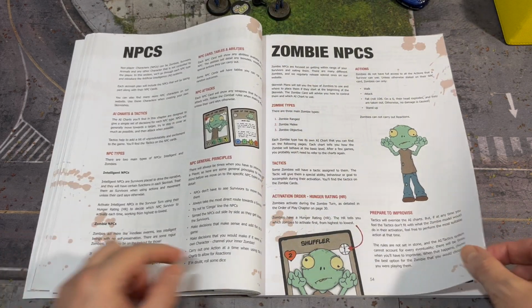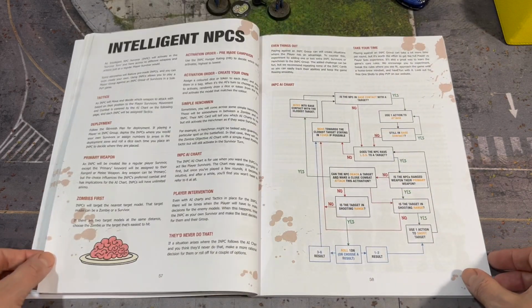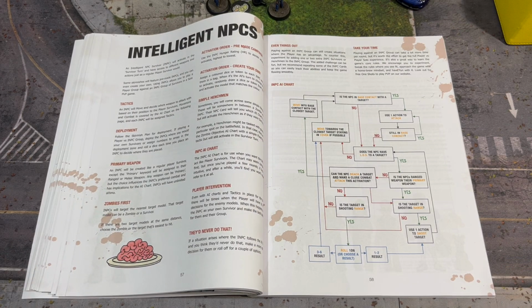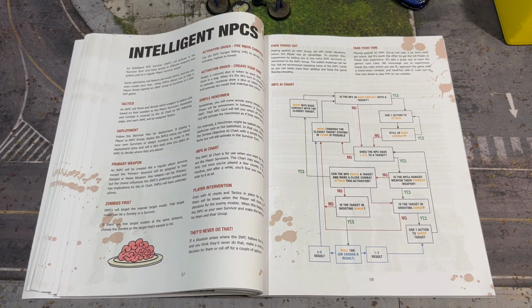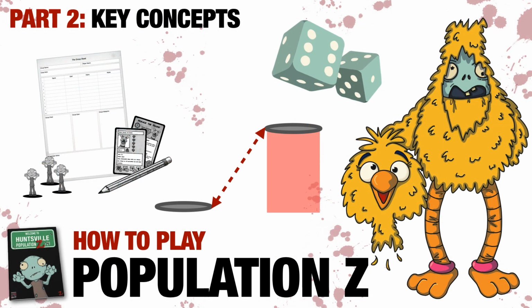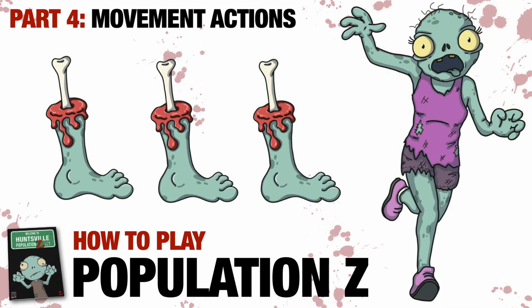It'll be great if you come and join me for the next video where we'll be looking at NPCs, both for NPC zombies and intelligent NPCs, which could be animals, survivors, and a whole lot more. I hope you've been enjoying the series and you found it helpful so far. We've covered pretty much the majority of the rules now, and we're getting really close to the end.